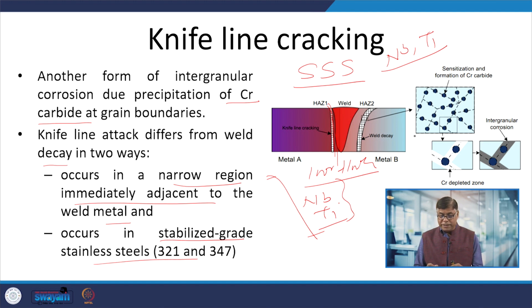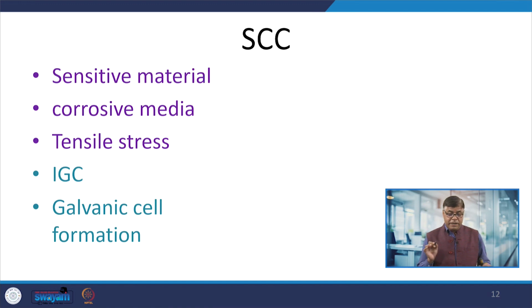Because of this rapid cooling, nothing is formed, but subsequently when the reheating is done again, these zones will form the chromium carbide, and that will lead to a similar kind of problem, that is the intergranular corrosion. Since this occurs in a very narrow zone, it is called knife line cracking. But the weld decay occurs over a wider area and far away from the fusion boundary.